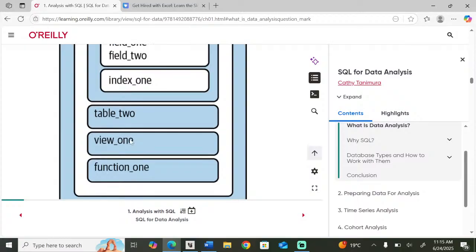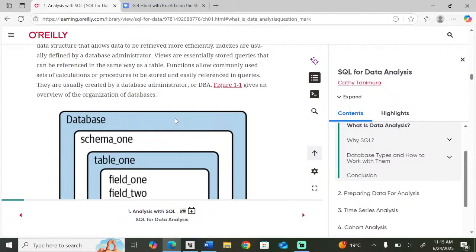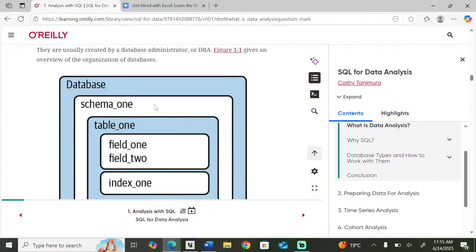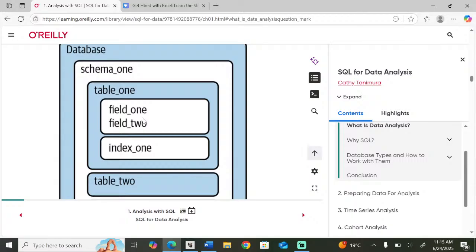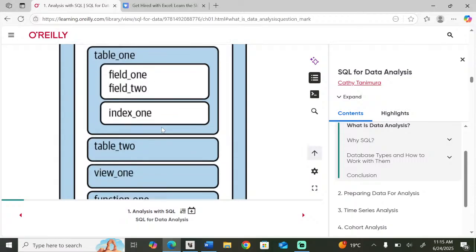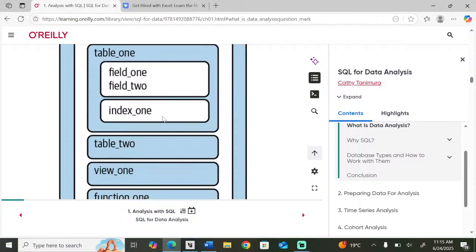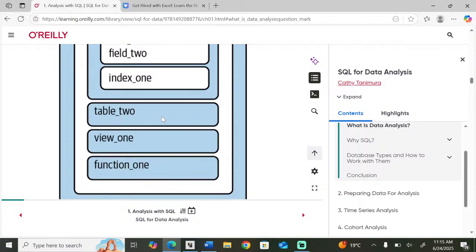So this is how it looks. You have a database, then a schema. The schema is just a title. Then we have a table, and in that table we have column fields. Field one, two, we have so many fields. Then we have an index, and most DBMS do not even have that, so you don't even have to worry about that.